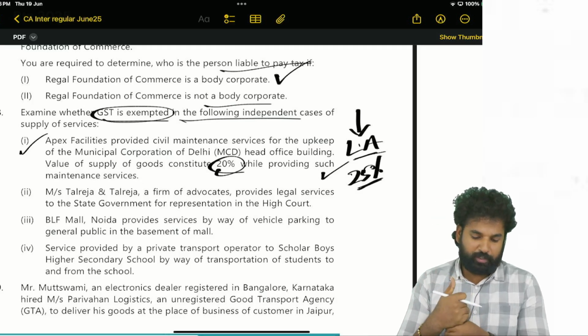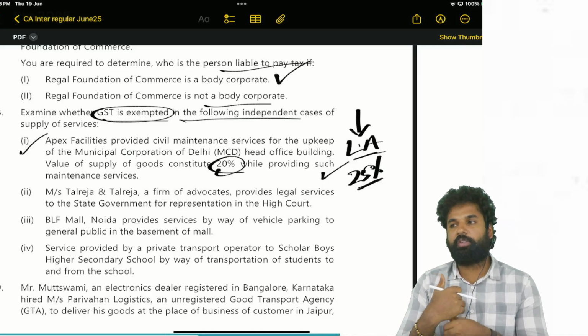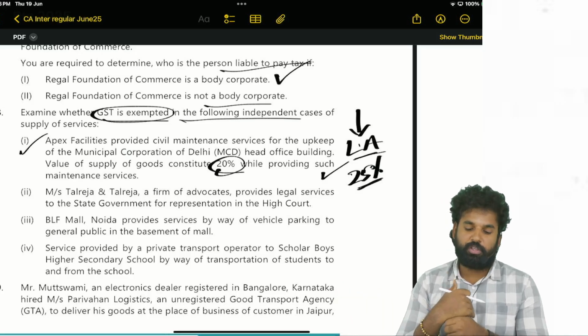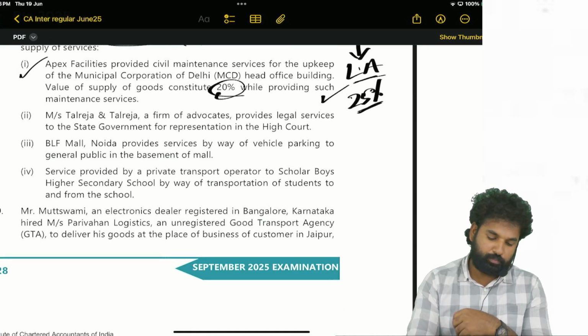Right. Next, services provided by private transport operator to Scholar Boys Higher Secondary School by way of transportation of students to and from the school. Services supplied to educational institution by way of transportation of students. That too, educational institution means up to higher secondary school.